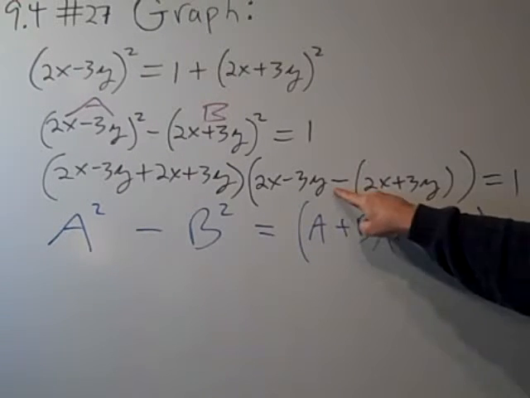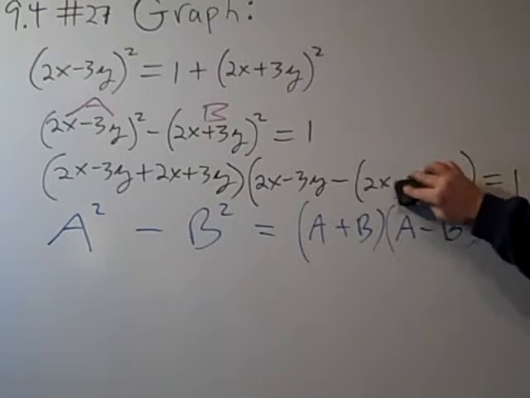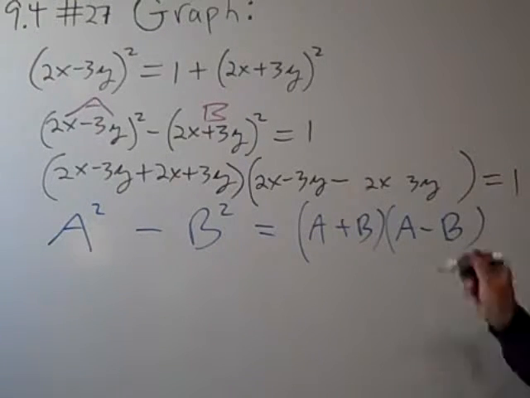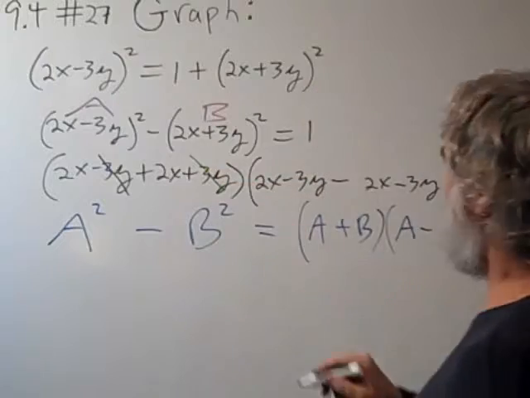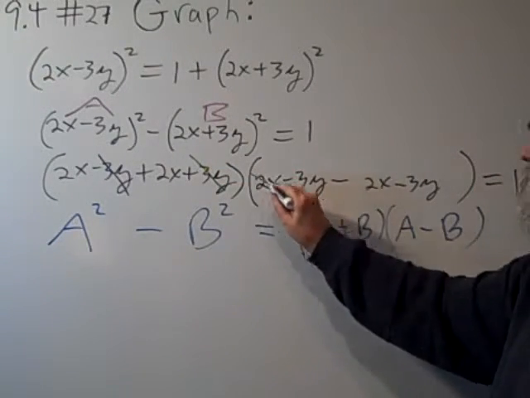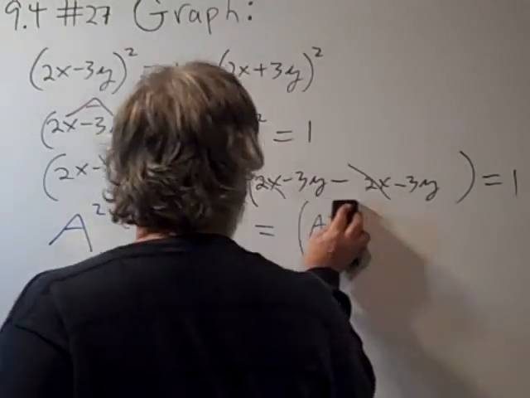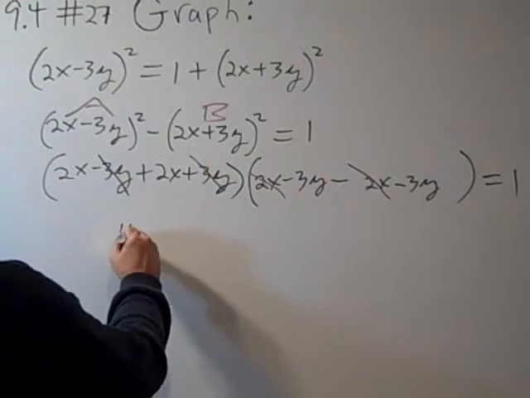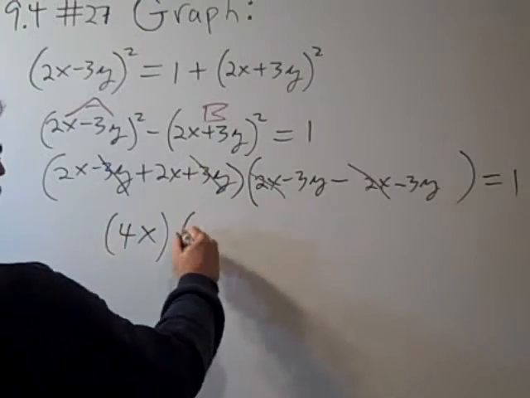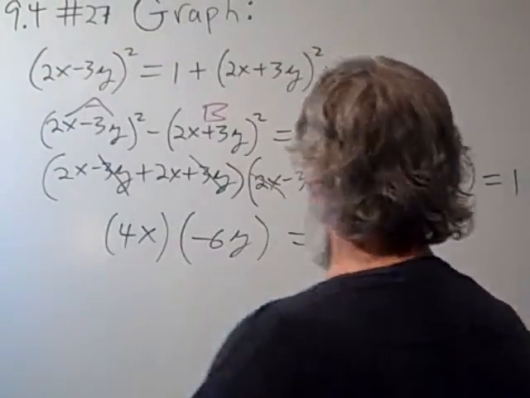So now the negative distributes through the parentheses, and you get negative 2x and a negative 3y. Now notice all that cancels here. The negative 3y and the positive 3y cancel, and the positive 2x and the negative 2x cancel. And so what we have is simply 2x plus 2x is 4x times negative 3y. Negative 3y is negative 6y equals 1.